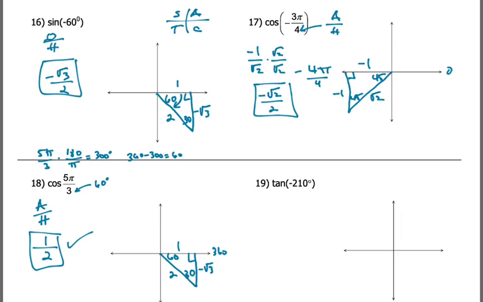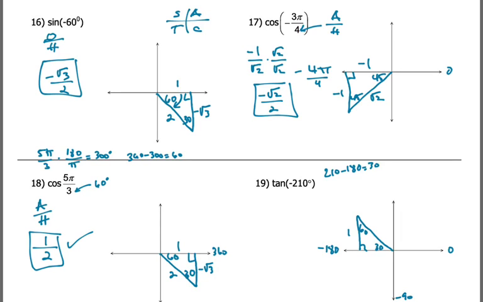All right, tangent of negative 210 degrees. This is 0, this is -90, this is -180. So negative 210 is going to be over here in the second quadrant. If I do 210 minus 180, I get 30. So this is a 30-degree reference angle. So we have a 30, 60, 90 triangle.